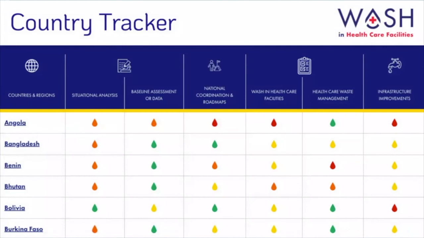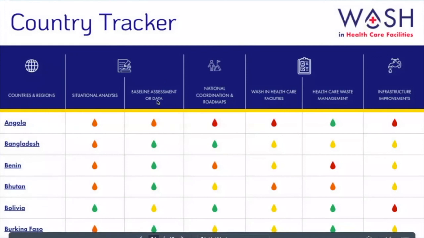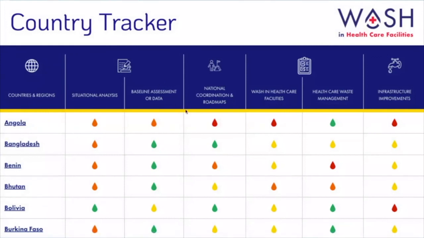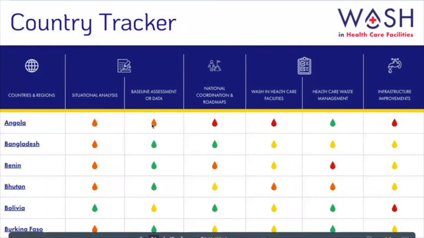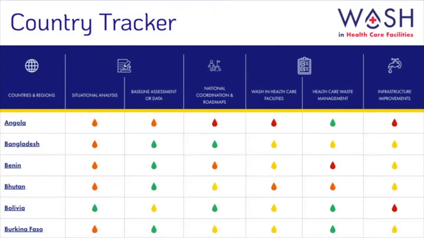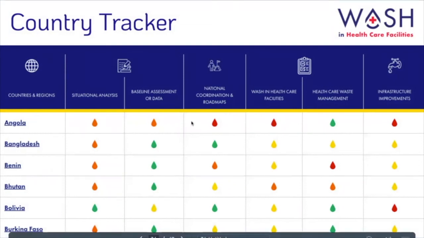WHO and UNICEF have put together a country tracker for WASH in healthcare facilities that you can find on their website, washinhcf.org, and it tracks those 8 practical steps. You can see the different colors, red, yellow, orange, and green, that denote the status of all these countries in terms of their progress towards the 8 practical steps. I believe there are about 50 countries currently listed, and certainly they're looking to continue to track more in the year to come.